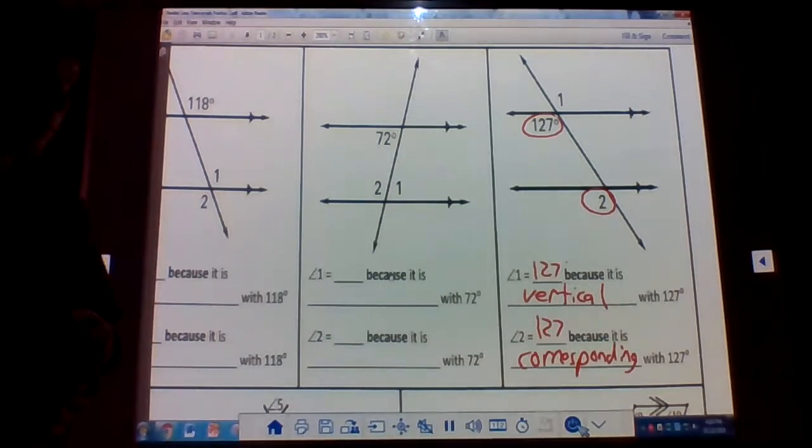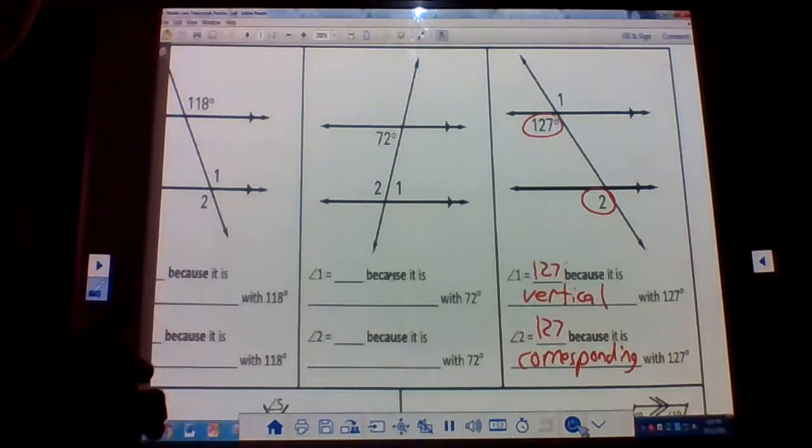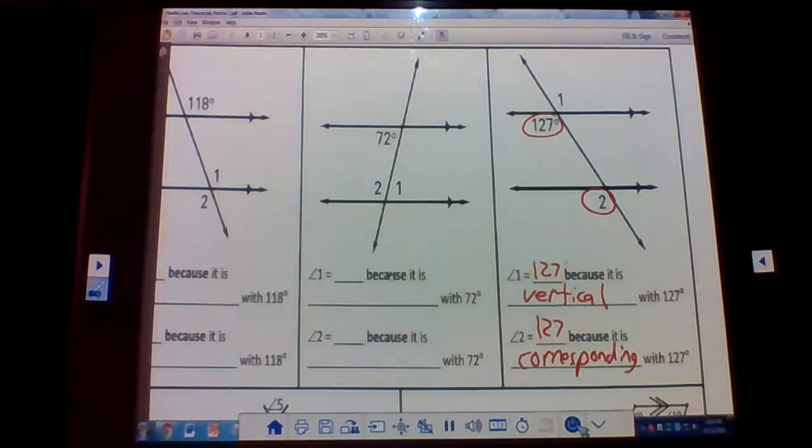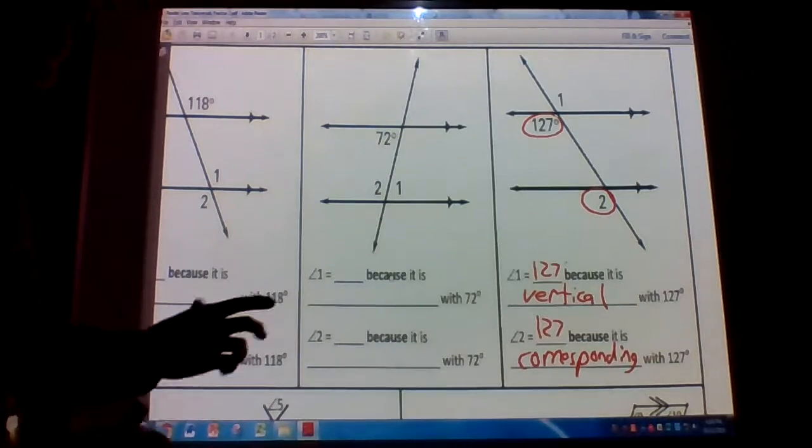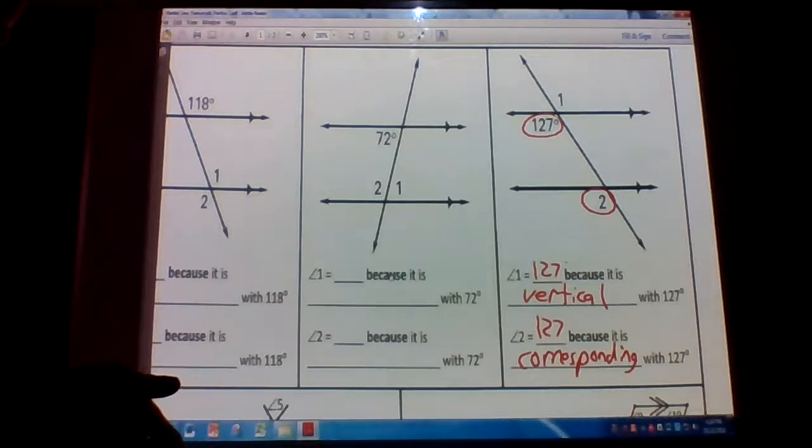Right, corresponding angles, alternate interior, alternate exterior, are congruent, meaning their measures are equal when the lines are parallel. Same side interior angles are supplementary when the lines are parallel. And then vertical angles are always congruent, and linear pairs are always supplementary.